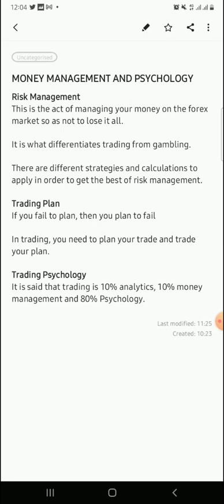Okay, so the next thing we'll be looking at is the trading plan. A trading plan is very important. In fact, in any business, if you fail to plan, then you plan to fail. But in trading, you need to plan your trade and trade your plan. What does that mean? Before you go into a trade, plan what you are going to do when that trade plays out. Plan what you're going to do when that trade doesn't play out. There are different factors to look at when trading, but the main thing is to plan your trade.